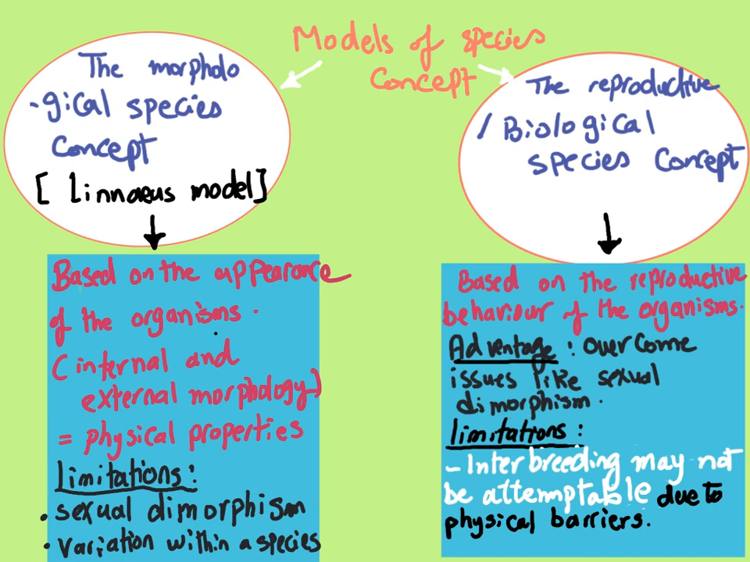Yes, the advantage of the biological concept is that it overcomes the problems of the morphological concept, overcomes the sexual dimorphism, and overcomes the variation within species. Sexual dimorphism is overcome here because the two different organisms, the two different genders, they can reproduce. So we do not depend, in our classification or in our definition, on the morphology. We depended only on their ability to reproduce, regardless of the sexual dimorphism and regardless of the variation within species.